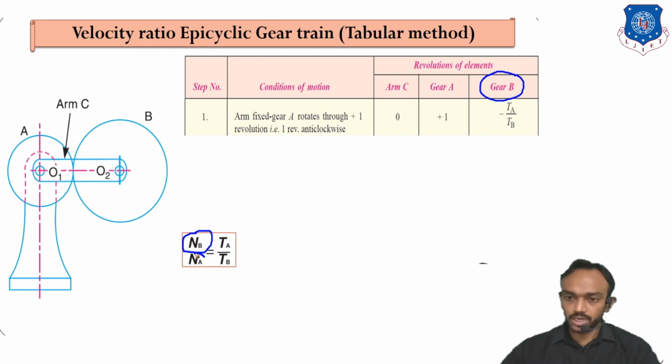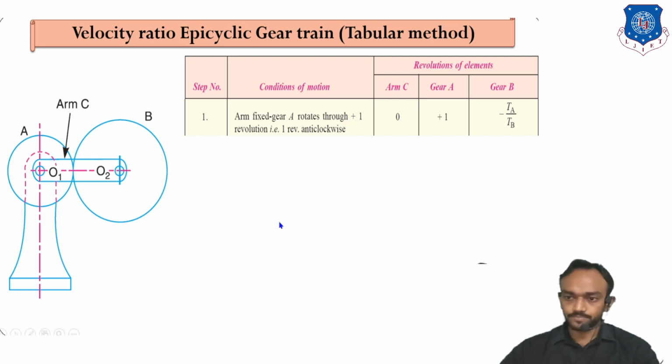But you know the RPM of gear A. What is the RPM of gear A? It is 1. How did this come? You can see here, gear A has +1 revolution, so NA is equal to +1, and after that you can write that NB is equal to TA upon TB, okay.